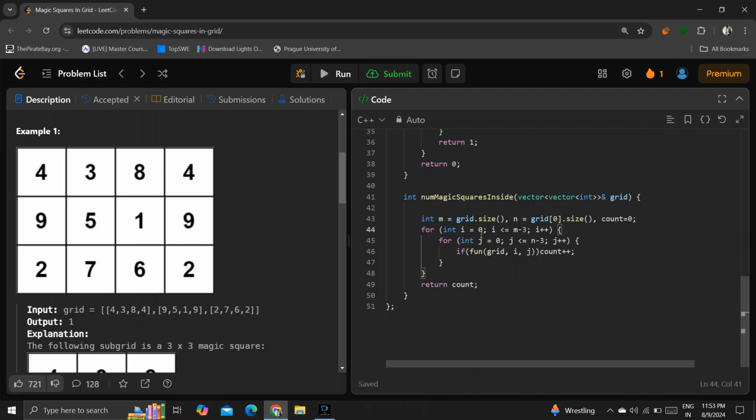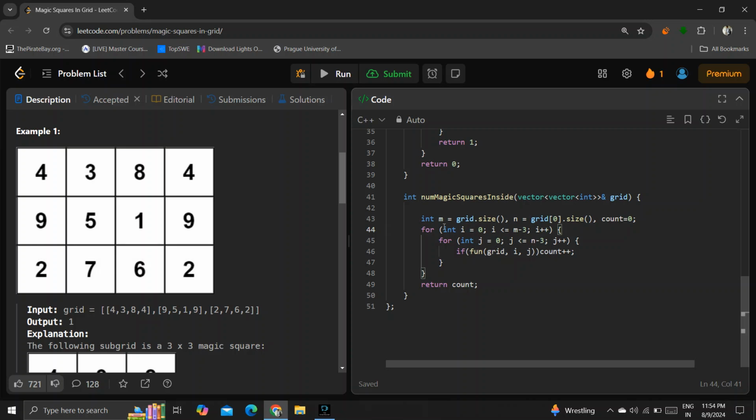Now what I will do is traverse through this particular grid. Okay. So i is equal to 0, i is less than m minus 3, right? So basically here m minus 3 would be 0 only, because m is 3, right? And 3 minus 3 would be 0 only. So i will be here only. I will not traverse any further rows.